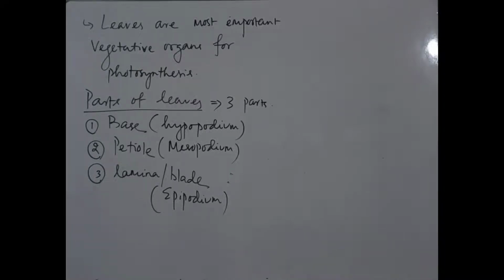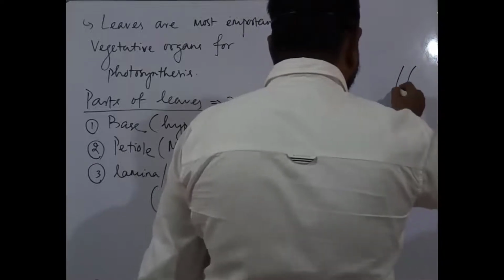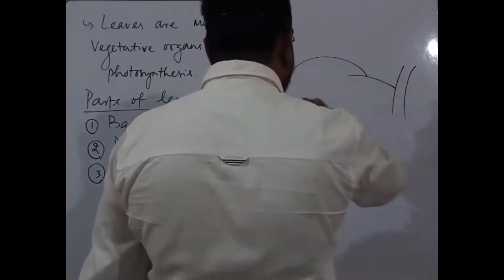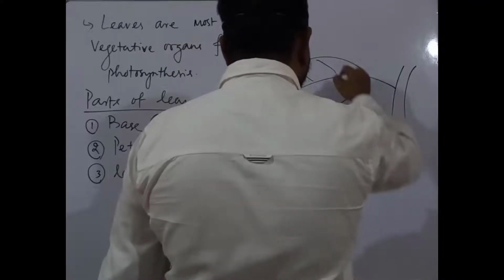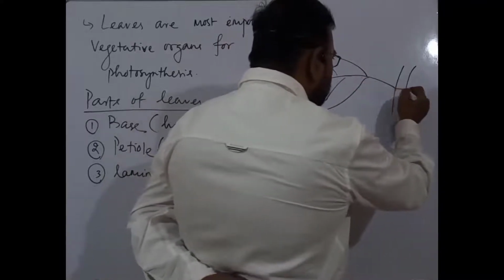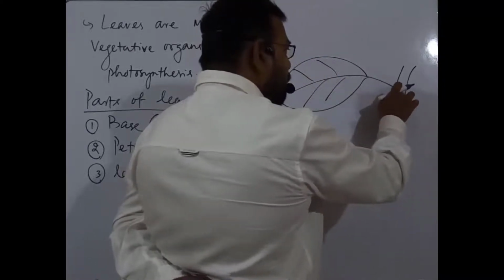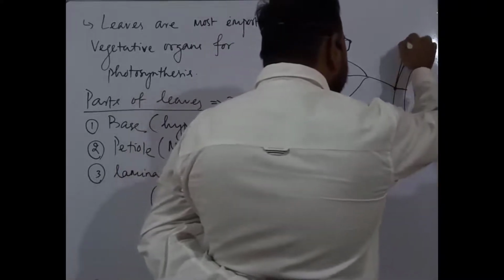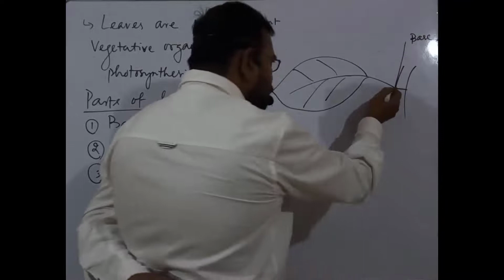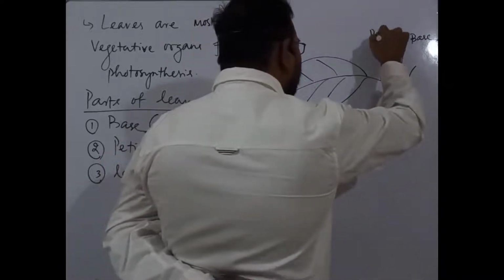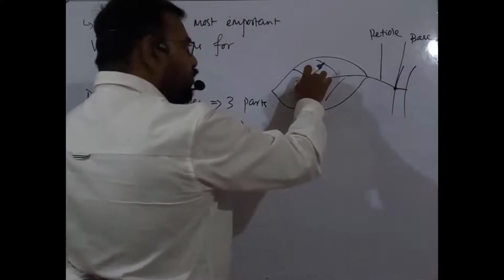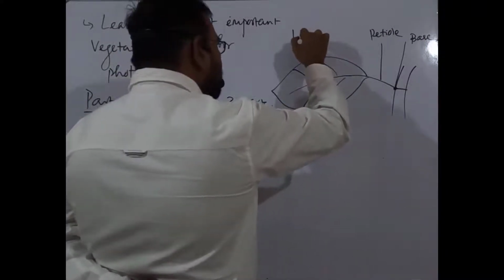Leaf is attached to the stem by the leaf base. So you can follow the diagram of the leaf at page number 70. So here is the stem. At this point, leaf is attached to the node of the stem. So this point is known as base. And the stalk of the leaf is known as petiole. And the expanded green structure of the leaf is known as lamina.